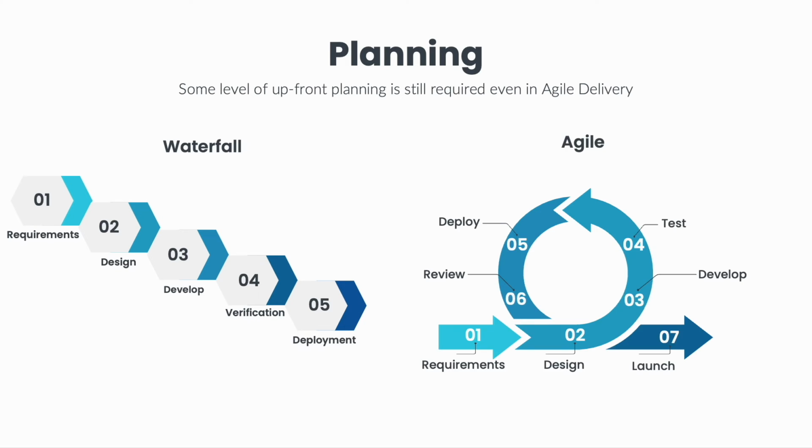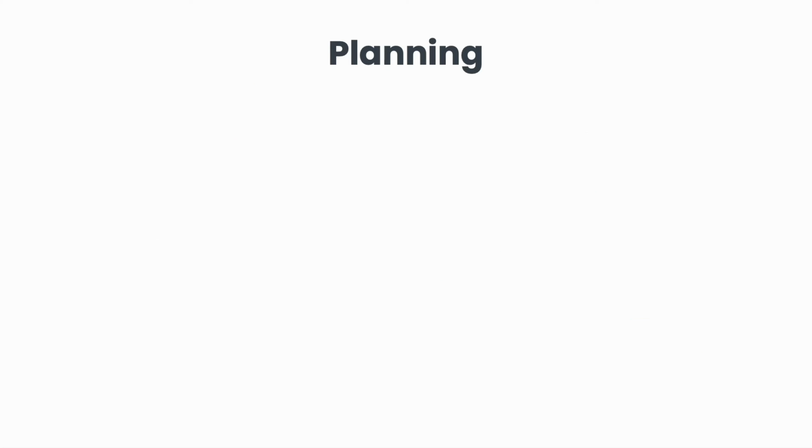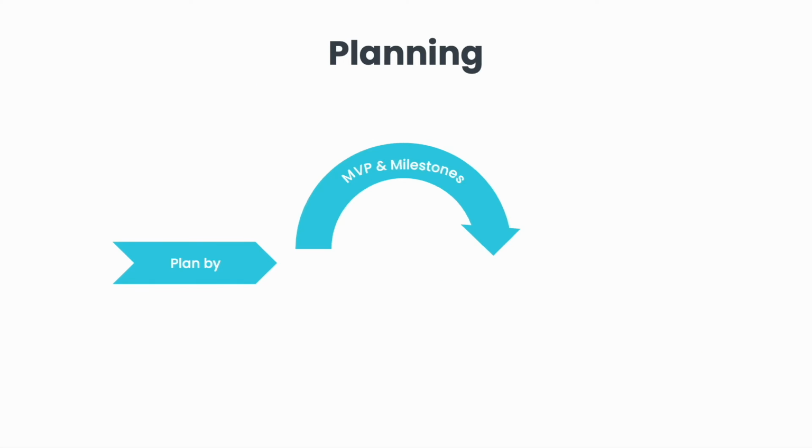With this said, we do find value in doing some upfront planning in Agile delivery as well. However, we want to plan just enough for the team to get started. For some teams, this means planning the MVP or the first couple milestones. Even if the team plans only the MVP, the initial planning should still include defining the project approach and the technical architecture of the product.